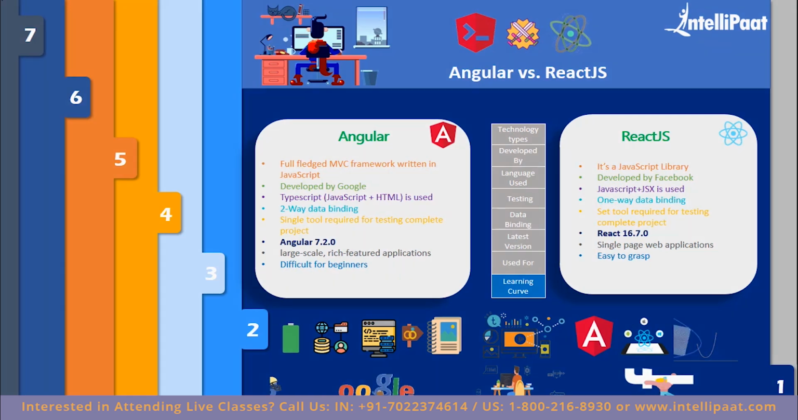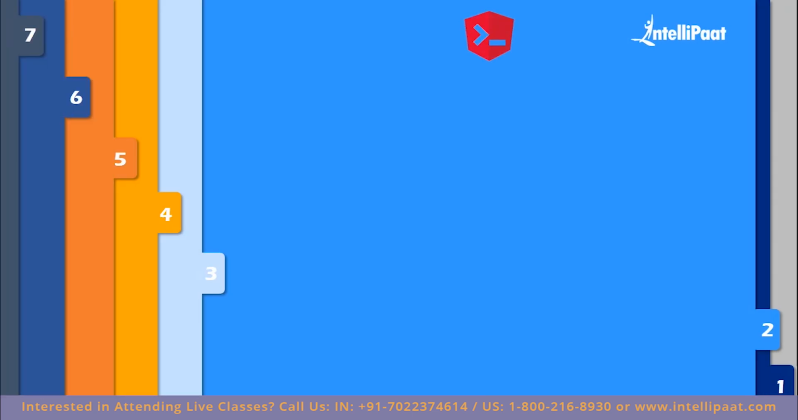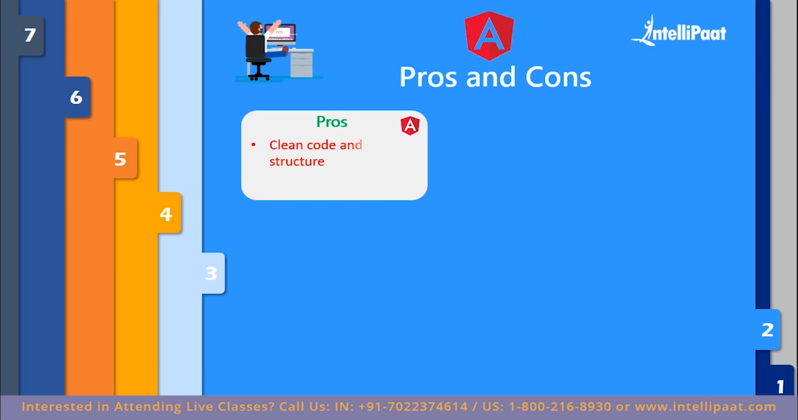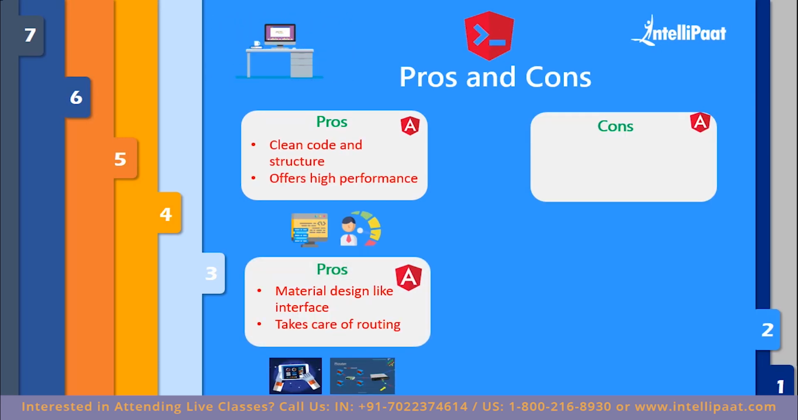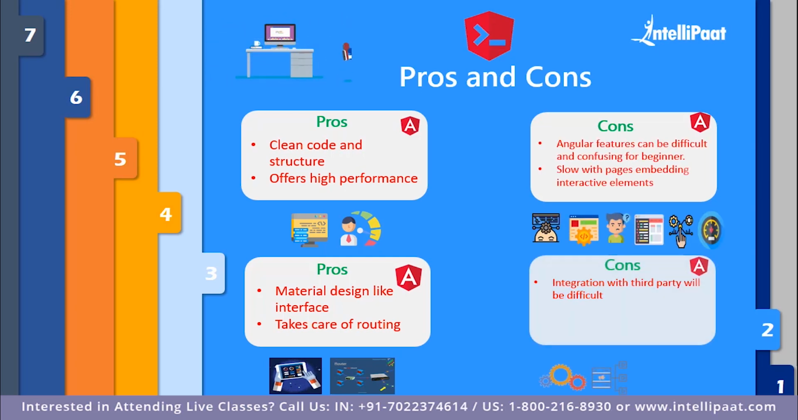Alright guys, so now let us discuss the pros and cons of using both of these technologies. First and foremost, pros of using Angular. So guys, code written in this is comparatively cleaner and structured, right? It offers higher performance and errors are handled in a better manner. It has a material design like interface. Angular framework takes care of routing. That means if you want to move from one view to another, it will be easier.